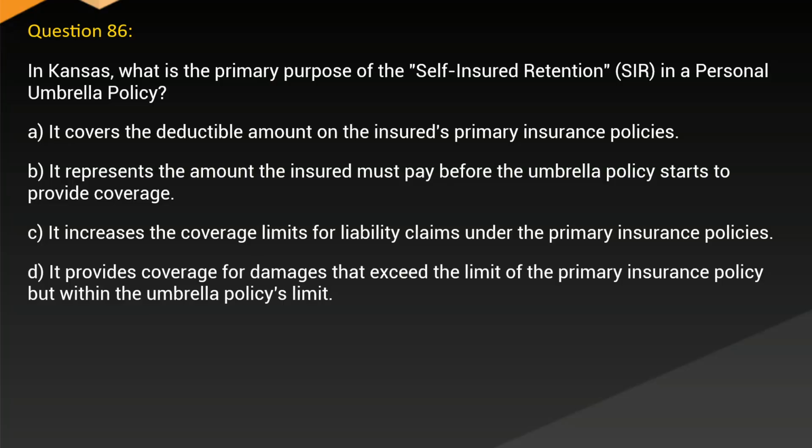Question 86. In Kansas, what is the primary purpose of the self-insured retention, SIR, in a personal umbrella policy? A. It covers the deductible amount on the insured's primary insurance policies. B. It represents the amount the insured must pay before the umbrella policy starts to provide coverage. C. It increases the coverage limits for liability claims under the primary insurance policies. D. It provides coverage for damages that exceed the limit of the primary insurance policy but within the umbrella policy's limit.